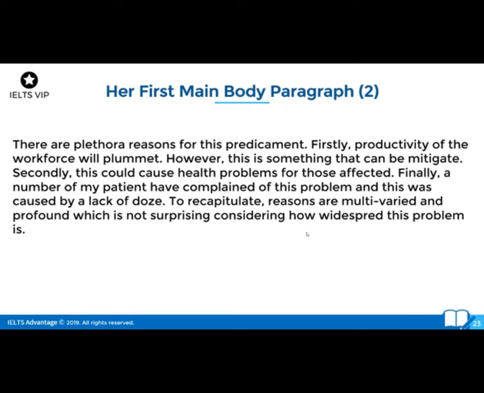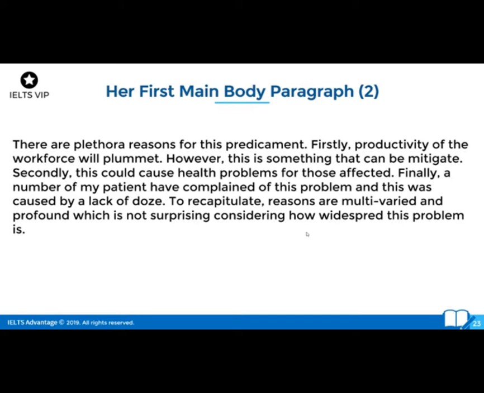Let's have a look at our second main body paragraph. "There are a plethora of reasons for this predicament." Again, what was she doing there? She was trying to impress the examiner with the words plethora and predicament. Like in the previous one, myriad and all of these words. It's not really impressing anybody if you're not actually doing the most important thing, which is answering the question.